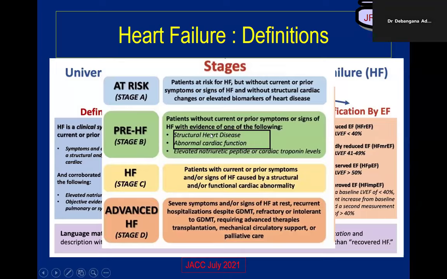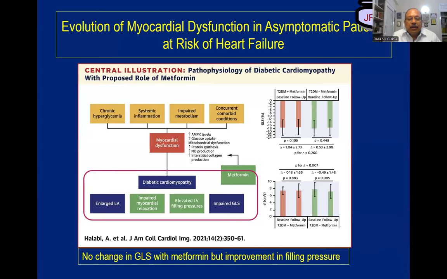This is asymptomatic. The same patients, if they become symptomatic, become stage C heart failure. And this is very common today. Look at diabetic cardiomyopathy. Enlarged LA is a feature of diabetic cardiomyopathy. Impaired myocardial relaxation, we get it by GLS, two-dimensional strain, or impaired GLS is over here. Then elevated LV filling pressure. What is this elevated LV filling pressure? LA pressure has become high, the patient's LA volume has gone up, and the patient is in diabetic cardiomyopathy.